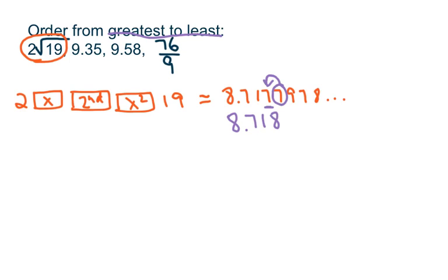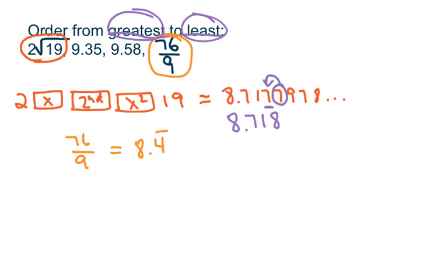Then we need to convert the 76 over 9. So that's simply 76 divided by 9. And if you do that on your calculator, you get 8.4 repeating. So let's write that down. 76 over 9 is exactly 8.4 repeating. Okay, so now we have enough information to order, and remember, we're going from greatest to least.